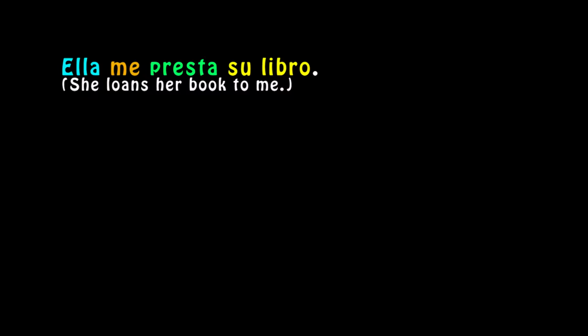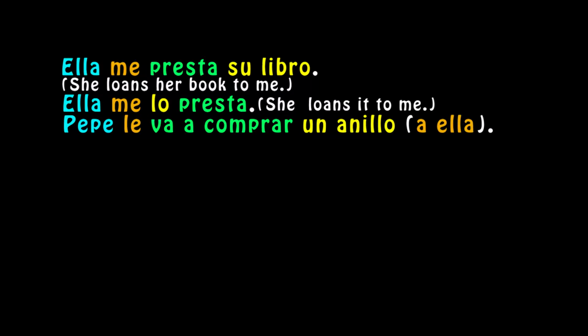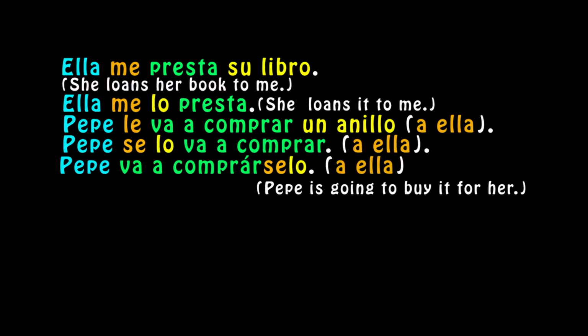Ella me presta su libro. She loans her book to me. If we wanted to say to me, we will have to change it, correct? Ella me lo presta. Pepe le va a comprar un anillo, between parentheses, a ella. So, if we wanted to say to her, we will have to say Pepe se lo va a comprar or Pepe va a comprárselo.